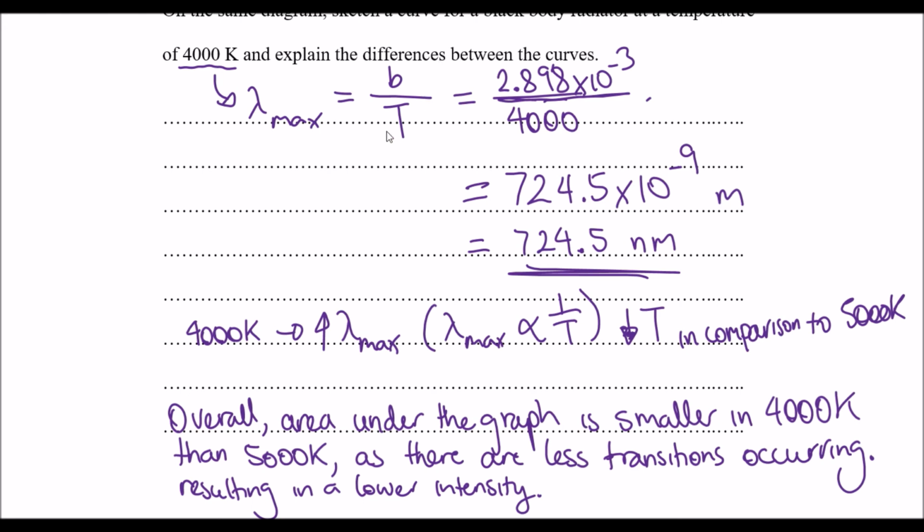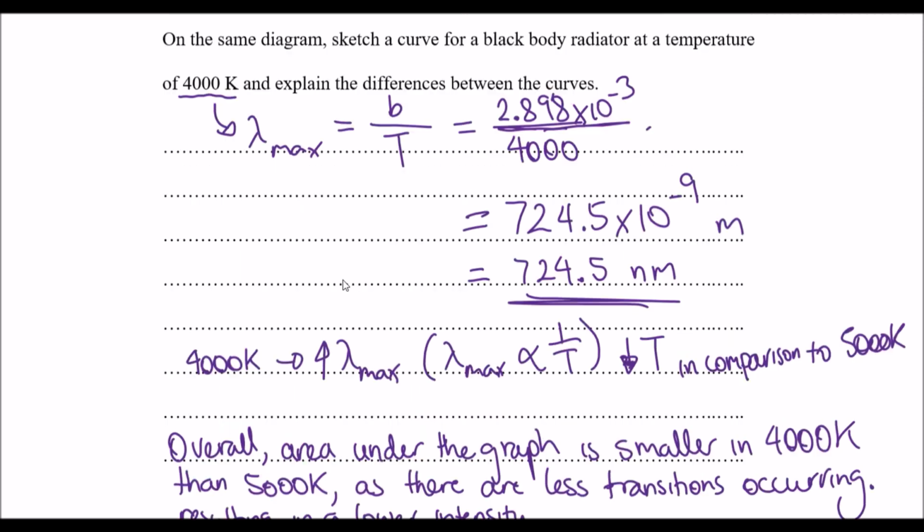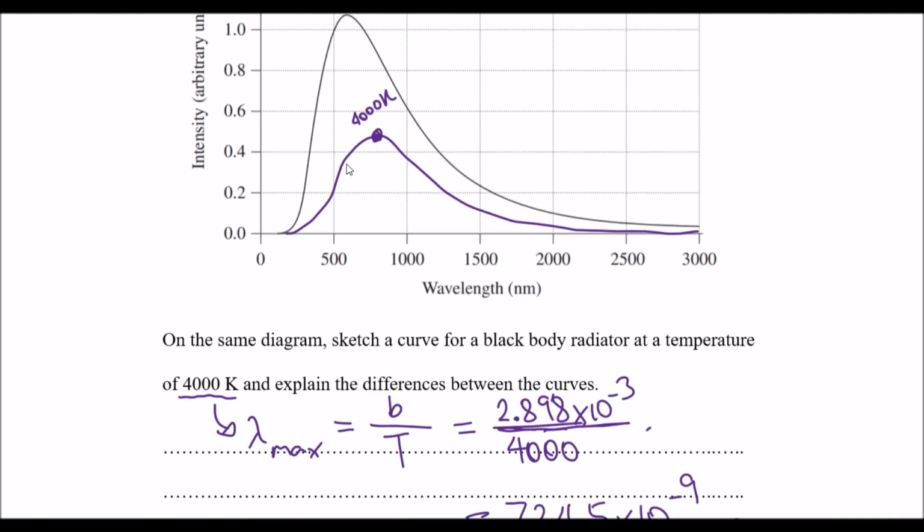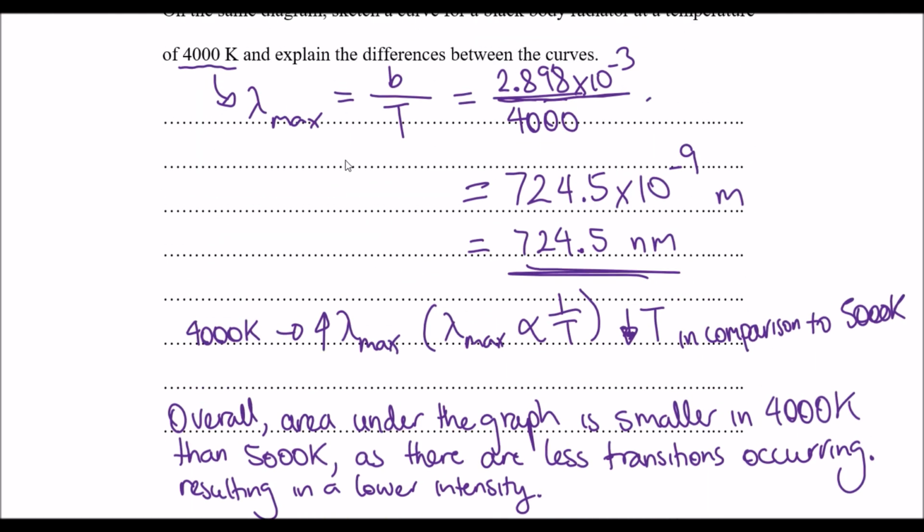Using our calculations of Wien's law, we can actually work out the peak wavelength. From there, we can explain why the wavelength here is bigger than the 5000 Kelvin wavelength. If you actually have a look at it here, it's 5000. You can actually calculate it out. I'll write down the number there so we can do that comparison. So the lower the temperature, the higher the peak wavelength is. That's why ours is shifted more towards the right.